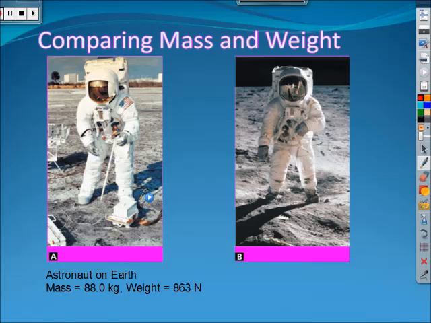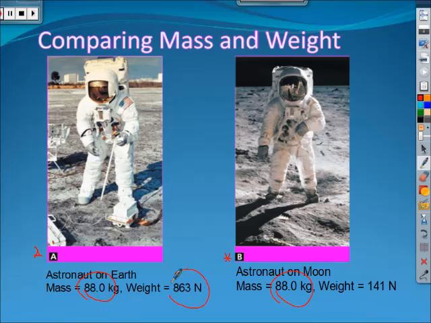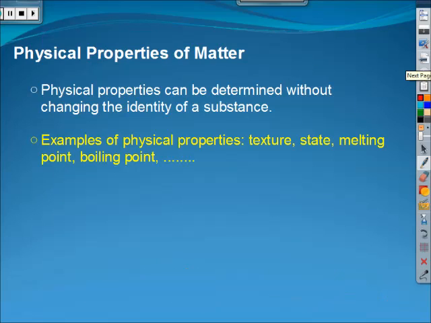This is a comparison. These are two astronauts. This guy in picture A is on Earth. He's got a mass of 88 kilograms, and the guy on the moon has the same mass. Their weight is different. Newtons is an SI force for weight. We think about pounds as being a weight. This is why somebody on the moon can jump 25 feet in the air, because they're used to having to carry more weight.